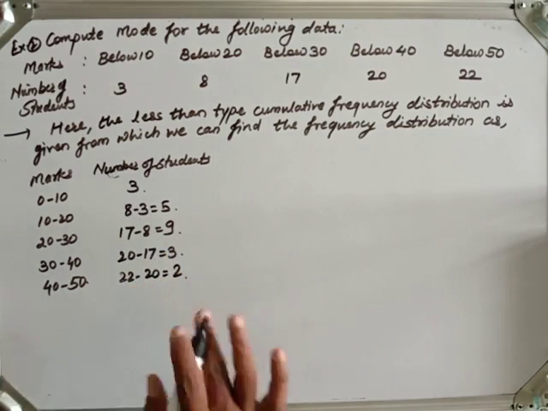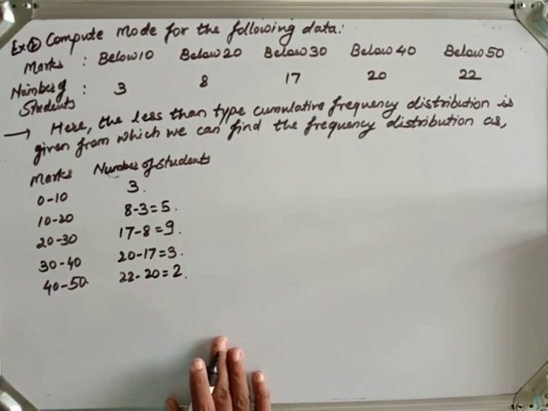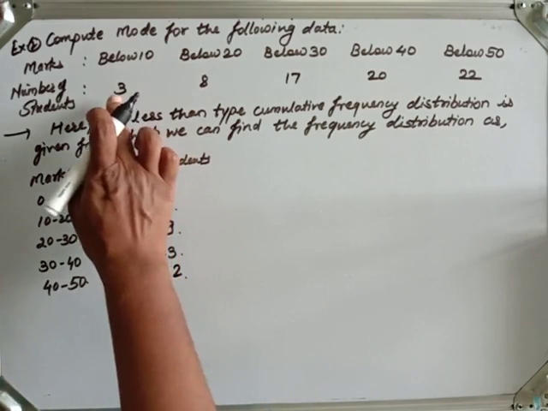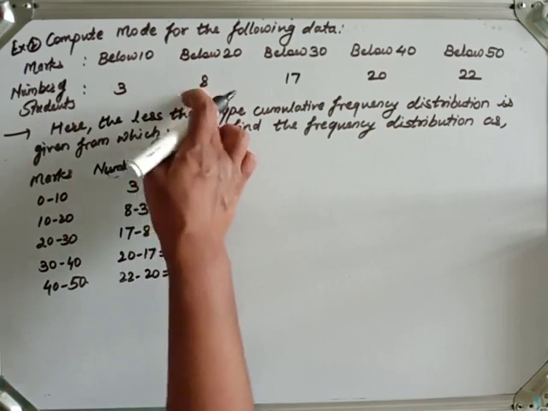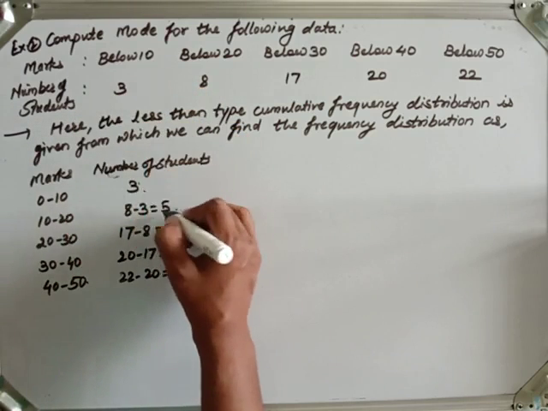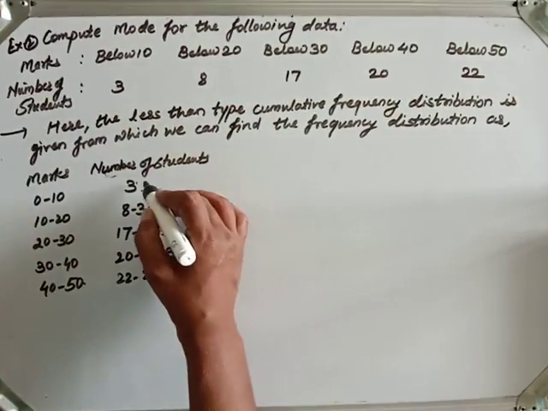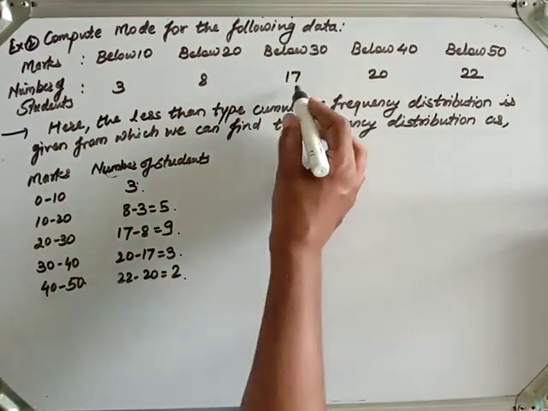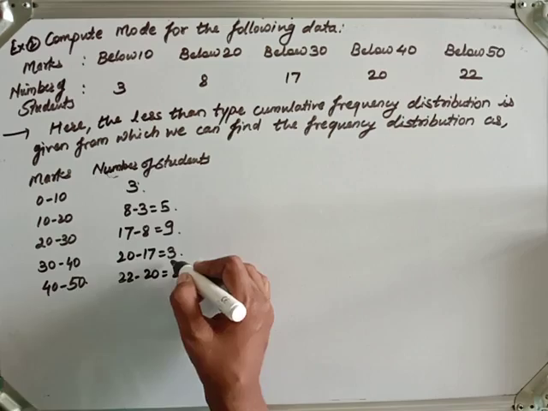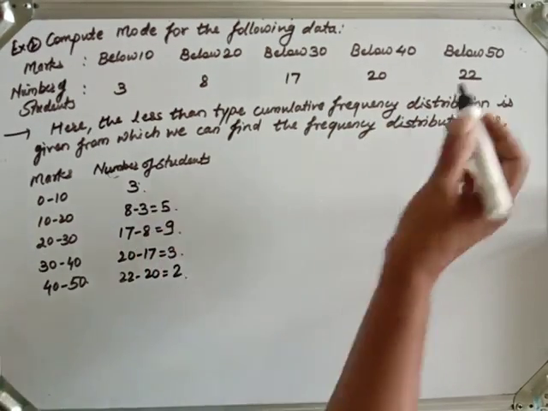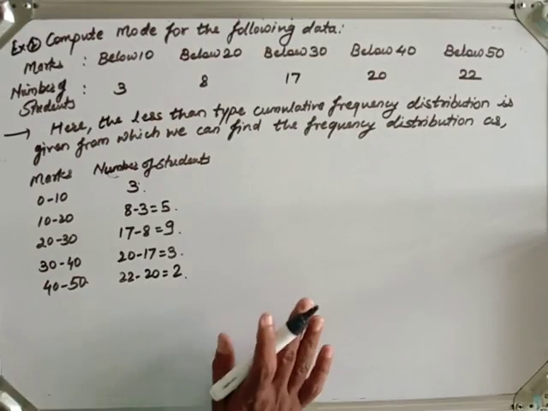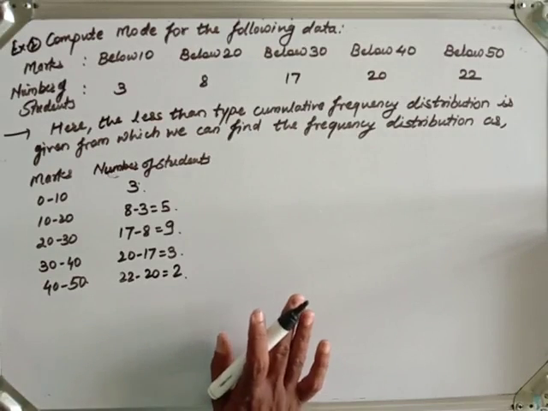As such, from the less than type cumulative frequency we can find them. You know, in less than type cumulative frequencies, the first class frequency will remain the same. The second class cumulative frequency is the addition of these two. Look, 3 plus 5 will become 8. Then 3 plus 5 plus 9 will become 17. 3 plus 5 plus 9 plus 3 will become 20. Again 3 plus 5 plus 9 plus 3 plus 2 will become 22. So we can verify the data.